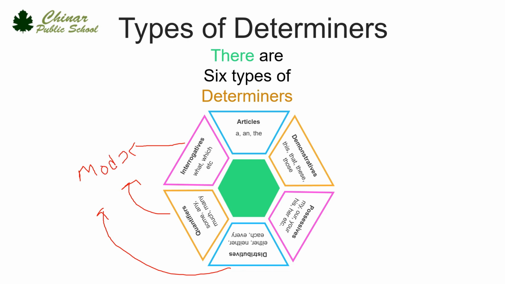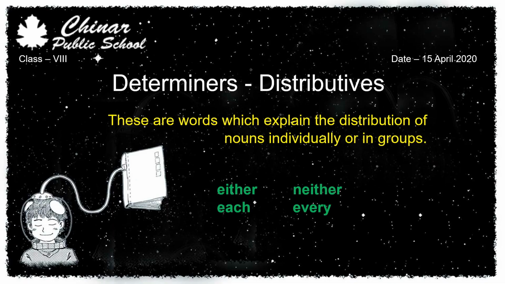Let's start with our determiners, distributives. As the word goes, you must be able to understand distribution. So distributives are words which explain the distribution of nouns, maybe individually or in groups. The words which come under distributives are either, neither, each and every.